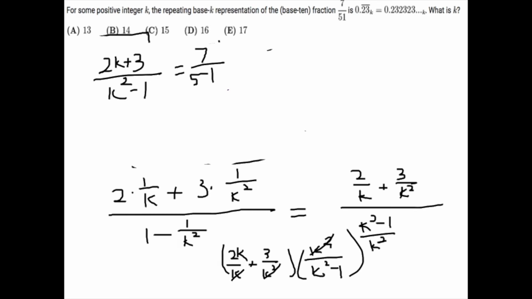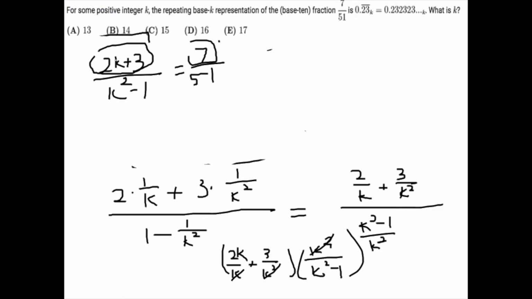I think plugging in the answer choices is a lot easier and a lot faster if you're actually taking the AMC and you're on the time limit. So plugging in, what we want to look for is the numerator being a factor of 7 and the denominator being a factor of 51.